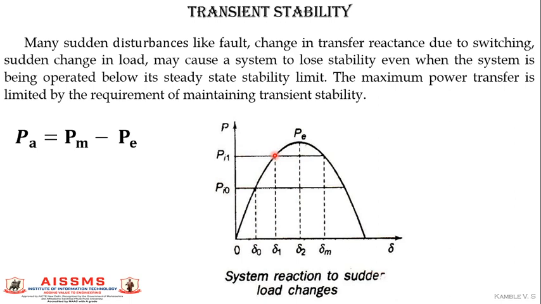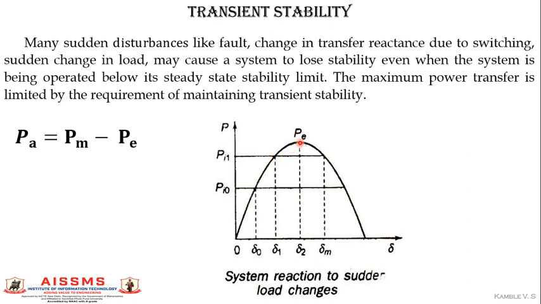So the system should be stable at this point, but due to the moment of inertia of the rotor, the rotor will not stop at this position. It will move in the forward direction, and let us say it will come up to this point. While the rotor is moving from this point to this point, the electrical output power will go on increasing, that is, electrical power will be more than the mechanical power. So the difference between PM and PE will be negative, because PE is greater than PM.